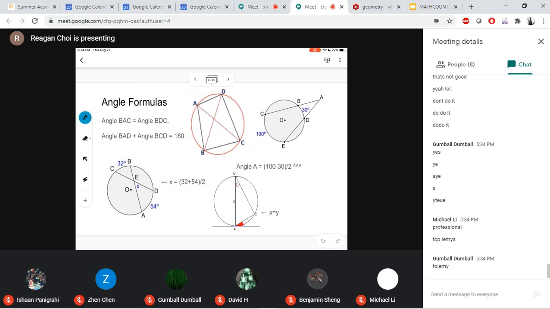Very professional. Ptolemy, yeah. All right, so circle angle formulas. These are also very high quality images.